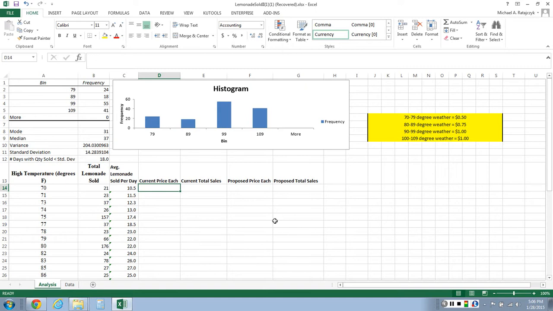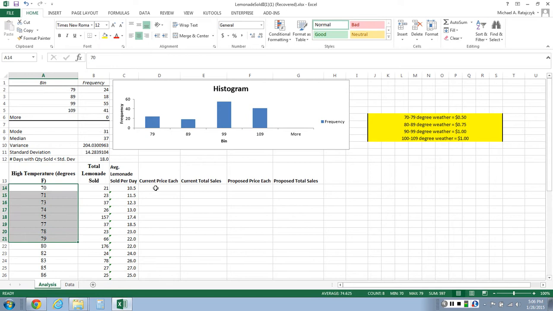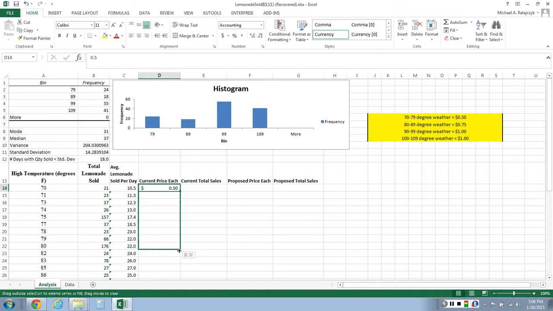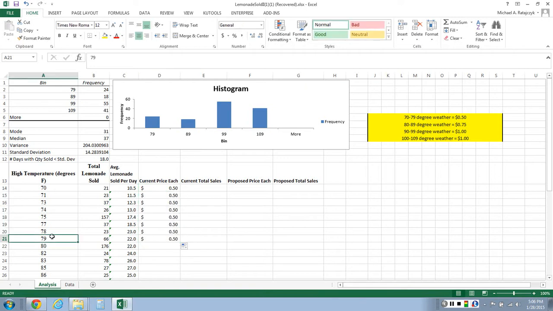The current price each is going to correspond to these temperatures. We know that in 70-degree weather to 79-degree weather, our price is 50 cents. So I'm going to type in 50 cents there, and drag that down until I get to 79. See what I did there? I got the 79, got my 50 cents. Next, I'm going to do 75 cents.